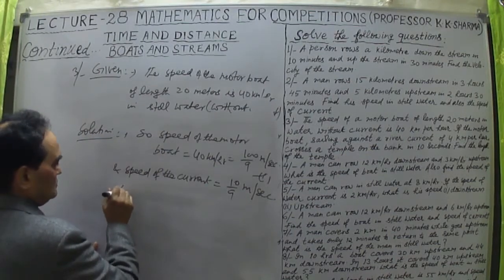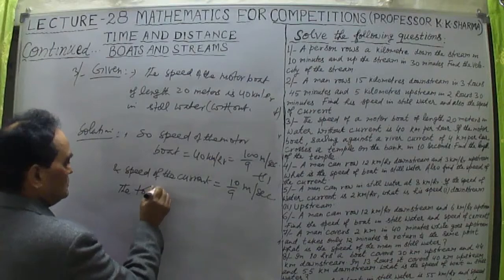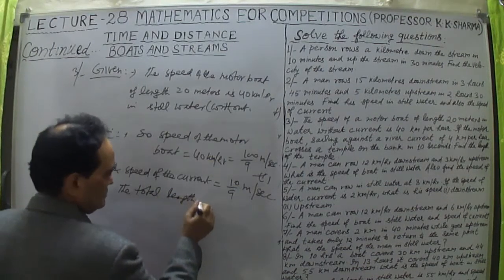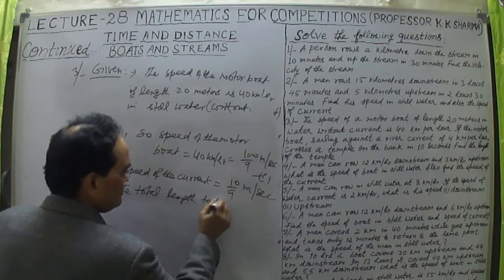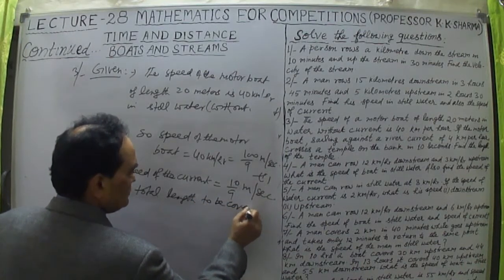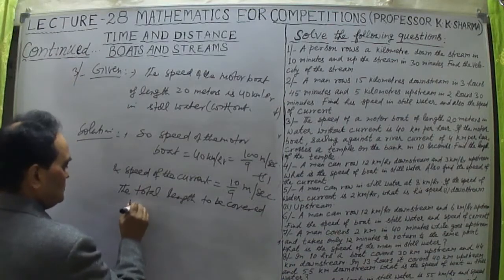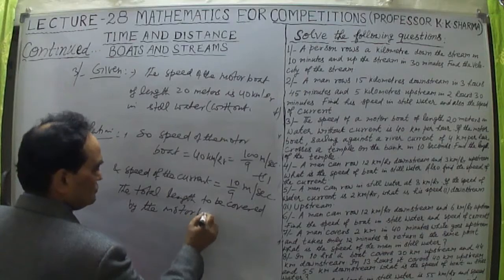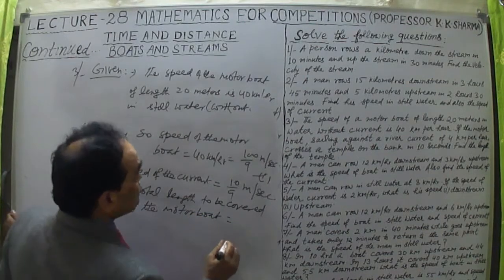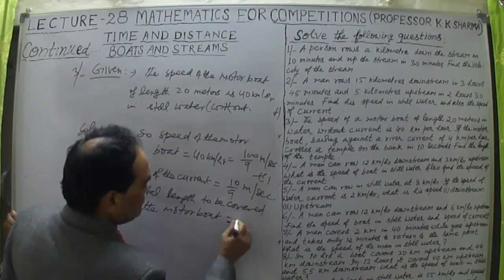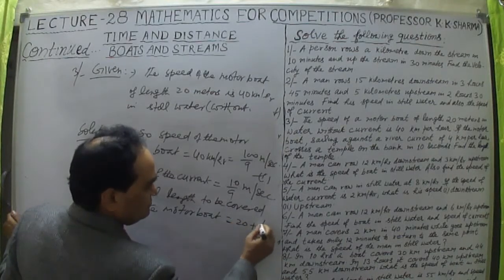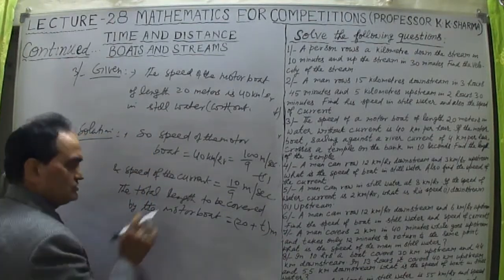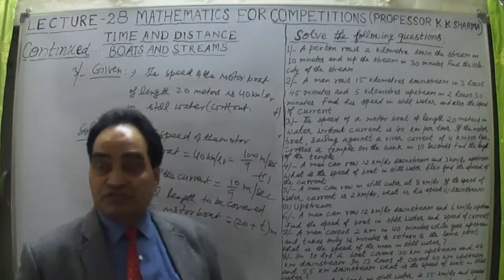Therefore, the total length to be covered by the motorboat is equal to 20 meters, the length of the motorboat, plus t meters, where we have taken t as the length of the temple. This is the total length. This length upon upstream speed.